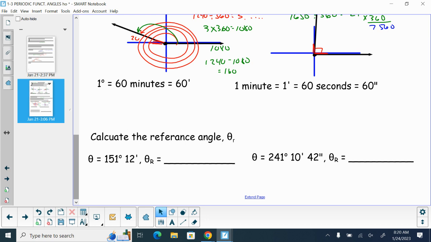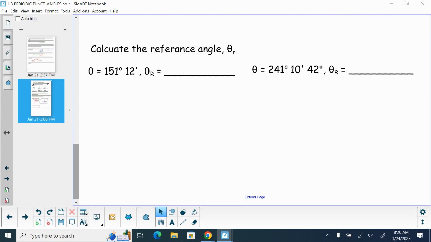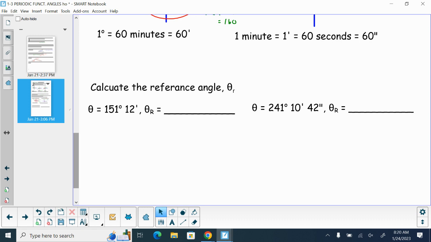Minutes and seconds is the old school way of dealing with decimal points. 1 degree is equal to 60 minutes. 1 minute is equal to 60 seconds, just like a clock. The hours get replaced by degrees. So if I take a look at 151 degrees, 12 minutes, and I want to find the reference angle.